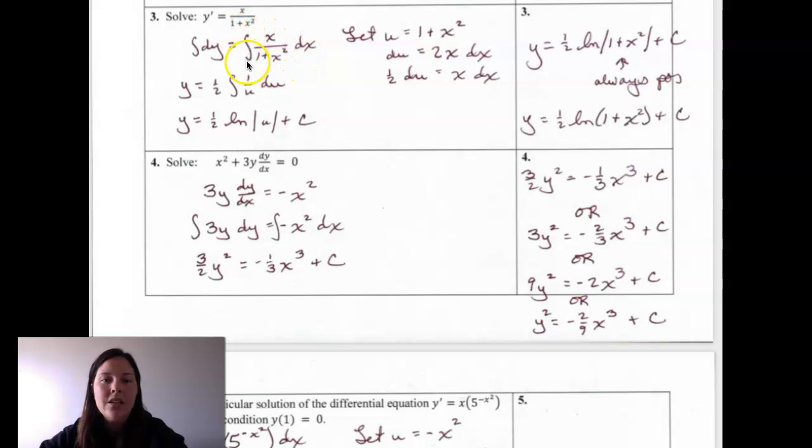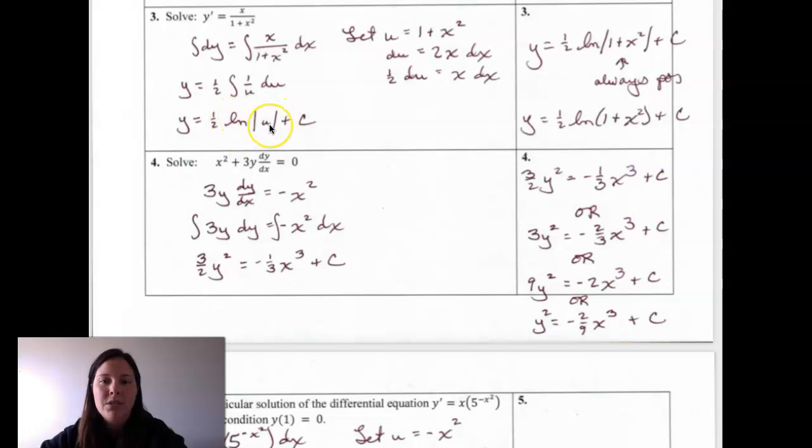To solve, we integrate both sides. I've got my u substitution. I let my u equal the entire denominator, took the derivative, solved for, in the numerator, I just had the x dx. So I took that 1/2, multiplied it on the outside, integrated that dy over here, and then we just have 1 over u du. So the integral of that gives me the natural log.